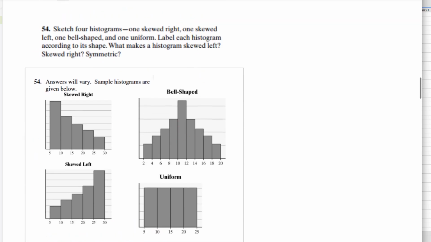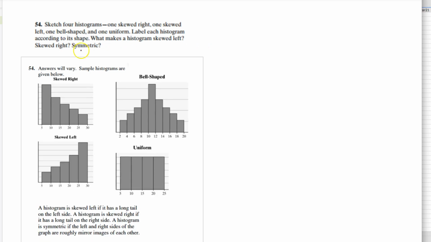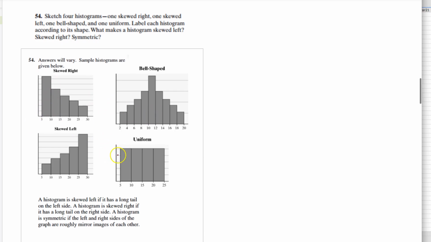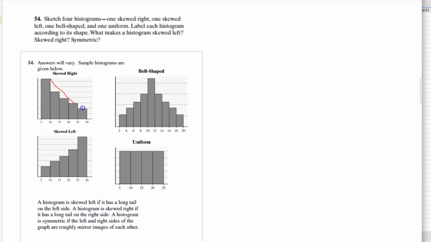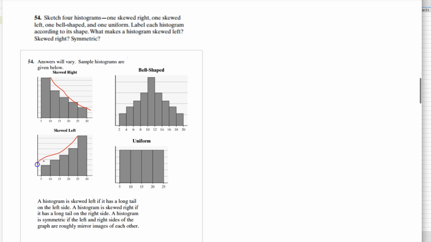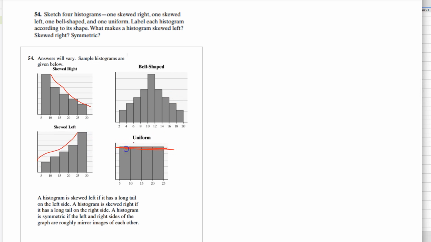Problem 54 is asking you about the shape, and you've got to get very good at this. Sketch the 4 histograms: 1 skewed right, 1 skewed left, bell shape, and uniform. When you make your histograms, they should have some shape like this. Those are the skewed forms, and again, it has to do with the tails. Here's your right tail, here's your left tail. Uniform means the same, and bell shaped is symmetric on both sides. Just keep that in mind. Here's an explanation here. That's your solutions for 2.2.